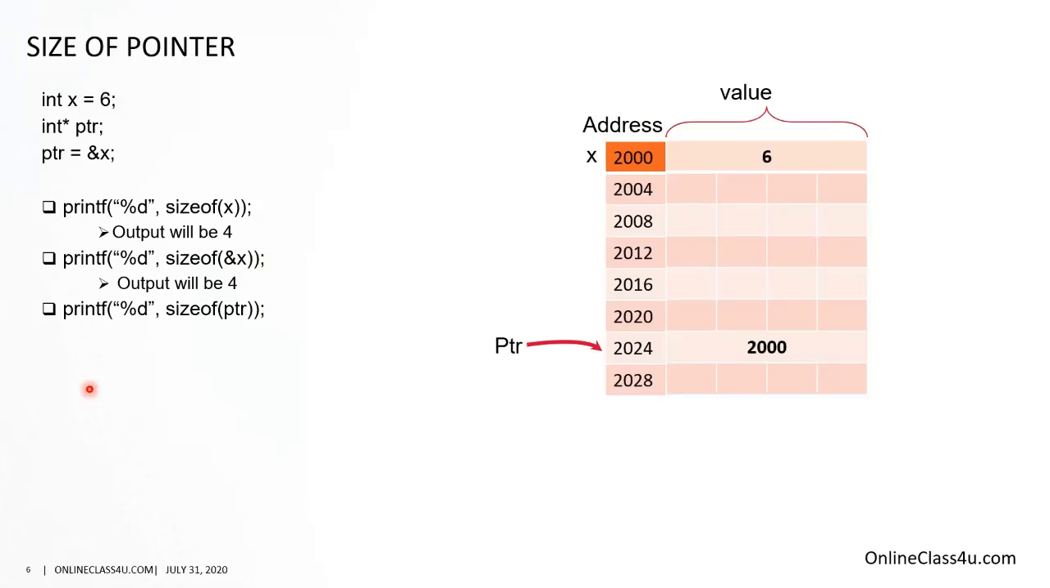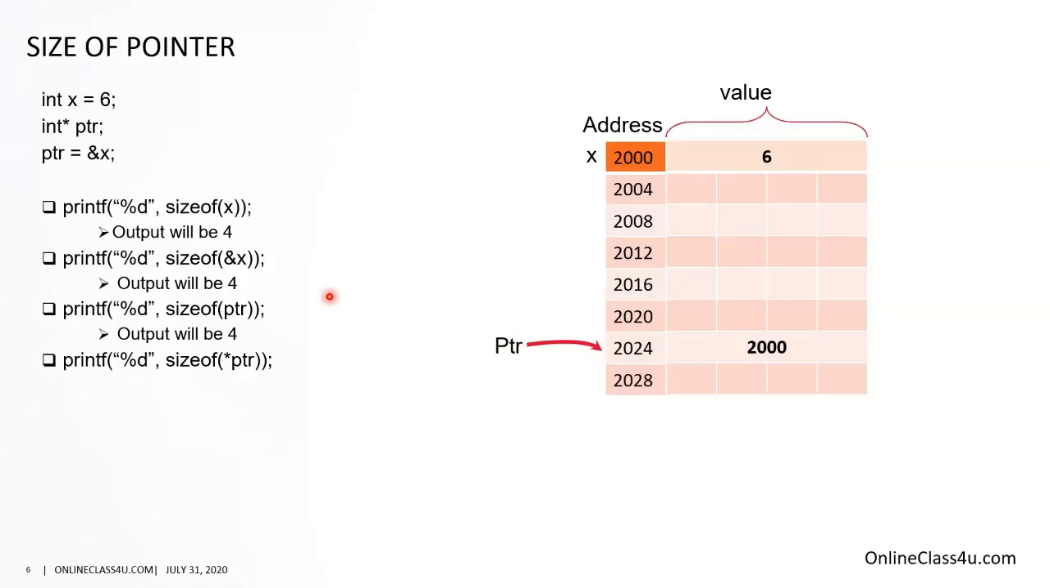Similarly, if we want to print sizeof(&ptr), that is the address of the pointer itself, 2024. It is not the address of the variable it is pointing to, but the address of the pointer itself. So the address of the pointer is 2024. This is again a number, so the size will be 4.